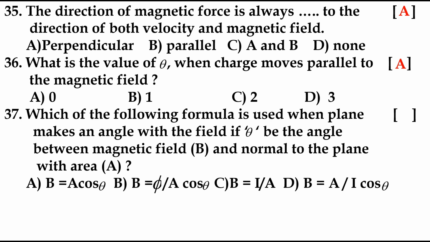37. Which of the following formula is used when plane makes an angle with the field if theta be the angle between magnetic field B and normal to the plane with area A? A. B is equal to A cos theta. B. B is equal to phi by A cos theta. C. B is equal to I by A. D. B is equal to A by I cos theta. Answer is option B correct. That is B is equal to phi by A cos theta.